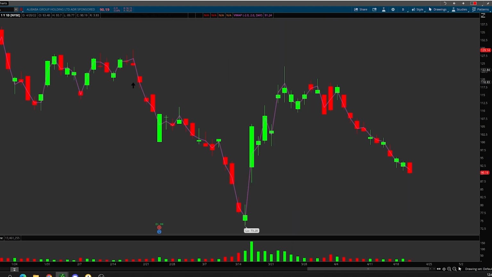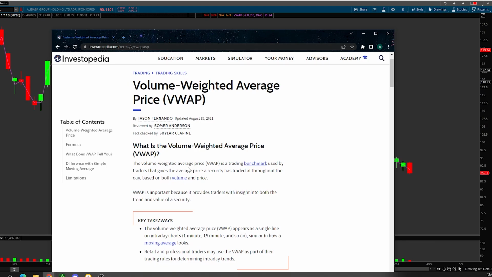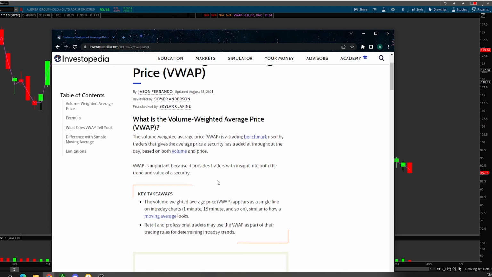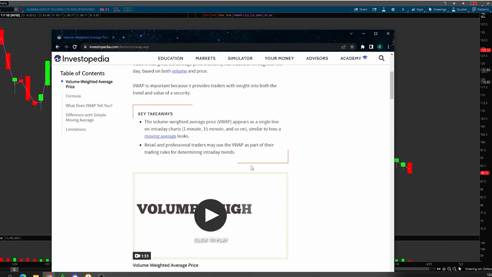Now, what is the VWAP? The VWAP is volume weighted average price. So if we head on over to investopedia.com and look at what the volume weighted average price is: the VWAP is a trading indicator used by traders that gives the average price a security has traded at throughout the day based on both volume and price. VWAP is important because it provides traders with insight into both the trend and value of a security. The VWAP appears as a single line on intraday charts, 1 minute, 15 minute, and so on. And I'm going to be discussing the two time frames that I like to use VWAP on. And then retail and professional traders may use the VWAP as part of their trading rules for determining intraday trends.